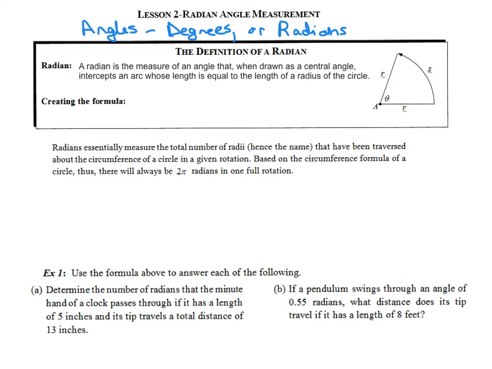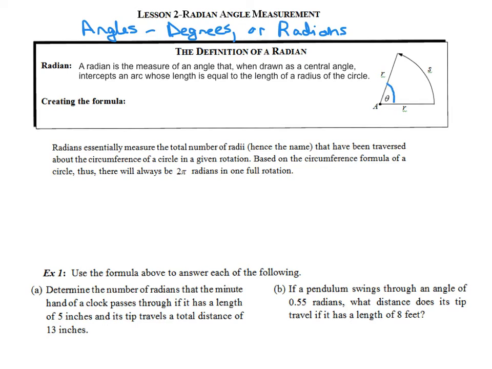A radian is the measure of an angle that, when drawn as a central angle, intercepts an arc whose length is equal to the length of the radius of the circle. So we've got our diagram here, which of course shows part of a circle. It's a sector of a circle. It would be like looking at a piece of pizza or a piece of pie. The angle is right here, touching our vertex A.